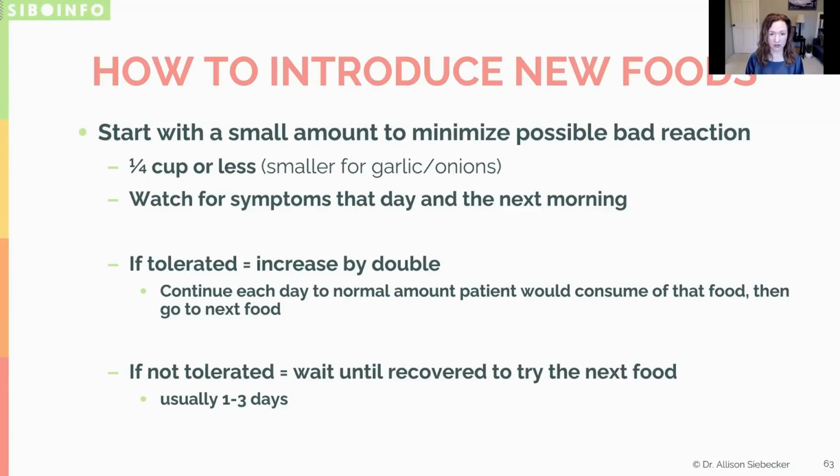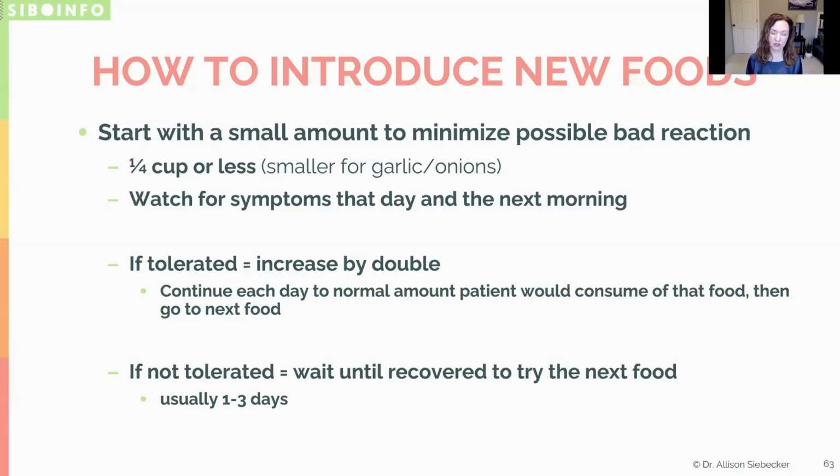If everything's tolerated, if no symptoms have flared up, then the next day, day 2, increase that food by double. So you go from 1/4 a cup to 1/2 a cup. And then you just continue that process each day until the patient reaches the normal amount of that food that they would eat at a given time. It might only be 1/2 a cup, so maybe it's only a 2-day experiment. And then when they've done that, okay, that one's tolerated. Now you move to the next food.